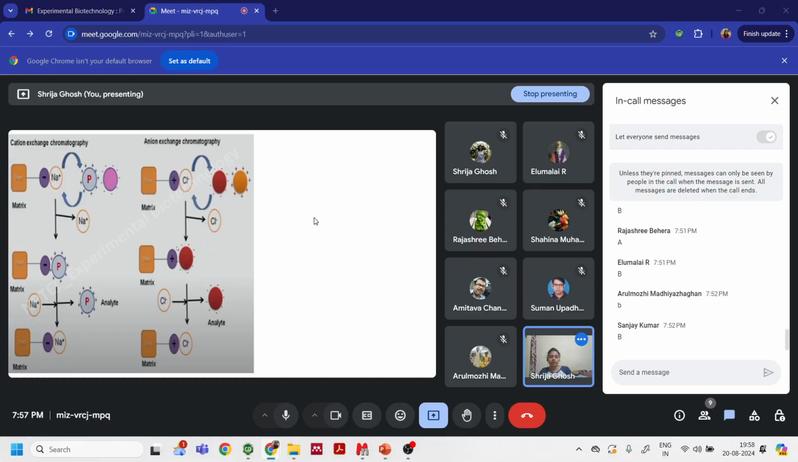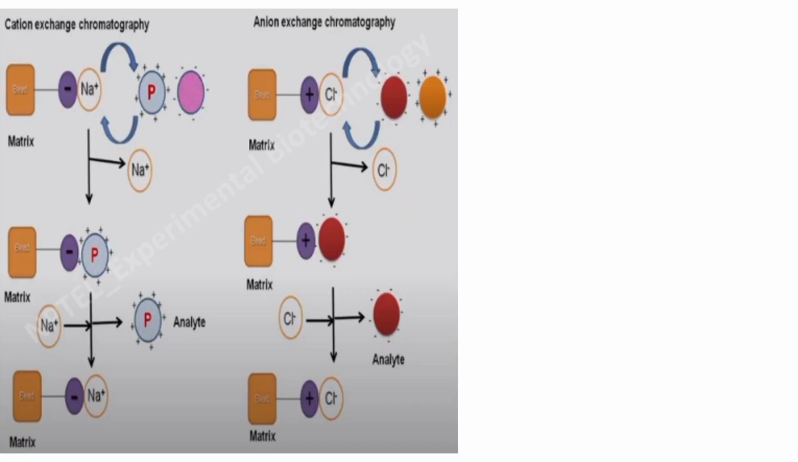Okay, and how does pI influence the charge? Basically think of pI as a wall. Okay, so if the pH is on the left side of the wall, that means everything is protonated. And if the pH is on the right side of the wall, everything is deprotonated. Okay, this is a simple way to remember.